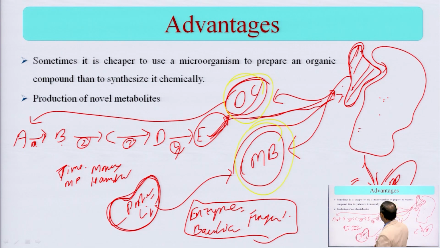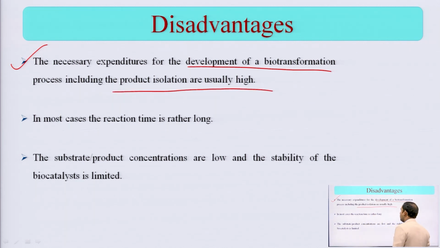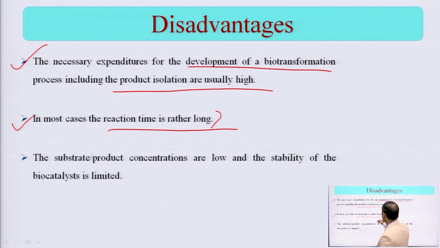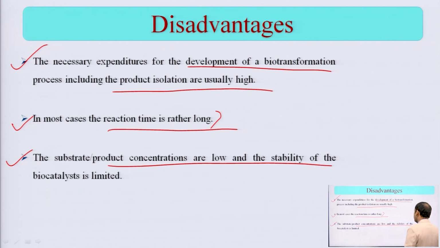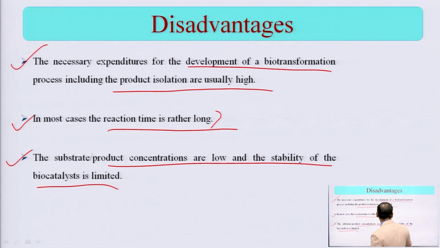yes, everything has lots of advantages, but everything comes into the world with lots of disadvantages. What are these? The first disadvantage is that the necessary expenditure for the development of the biotransformation process, including production and isolation, is usually quite high. In most cases the reaction time is rather long. The substrate or product concentration is low, and the stability of the biocatalyst is limited. Ultimately, whatever product we are getting here, sometimes there will be problems with its stability.